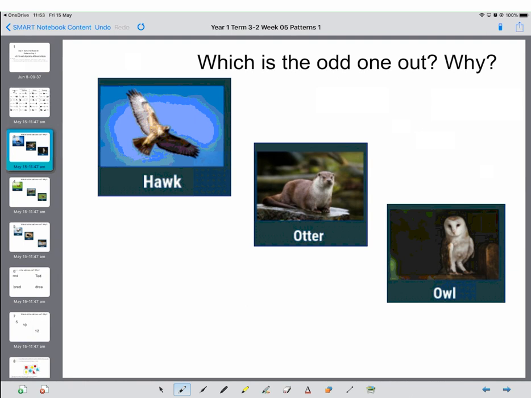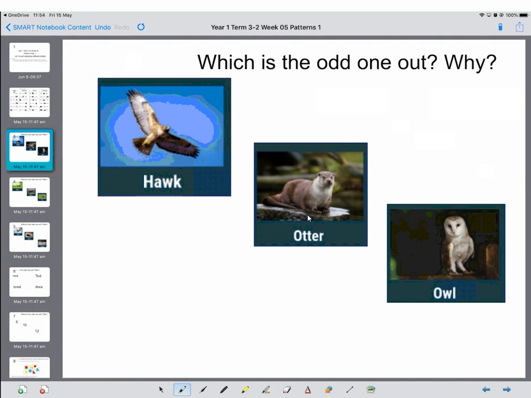Okay, so I would say there's a number of different ways you could sort this. First one is the hawk and the owl have both got wings, or the hawk and the owl are both birds and the otter is a mammal. Another option, though, is the hawk and the otter both eat fish. Owls don't, or at least this particular owl doesn't. Another option would be the otter's got 4 legs, birds have got 2 legs.